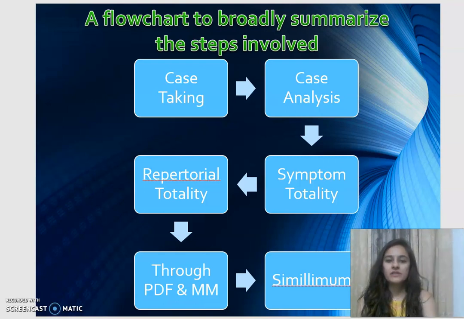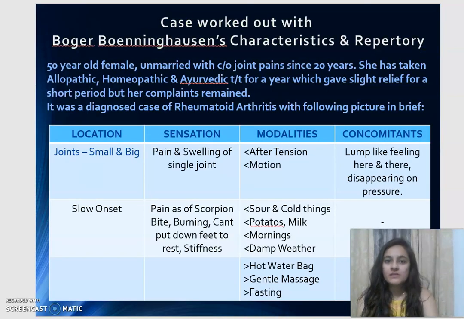So this is the whole process we follow in repertorization. Starting with case taking, when we have taken the whole case, the whole history of the patient, then we analyze the case and then we erect a symptom totality. We convert those symptoms into repertorial totality. Out of those symptoms also, we take only a few into the repertorial totality, and the symptoms we did not take become our PDF. And with our knowledge of Materia Medica and this remaining PDF, we reach the similimum.